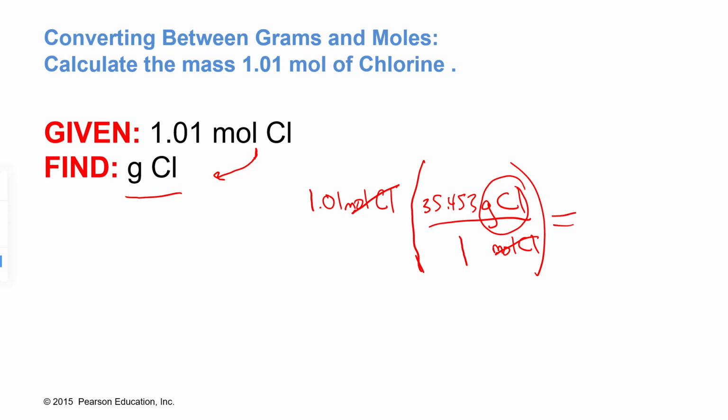So 1.01 times 35.453 equals 35.8. We'll round it. And grams.